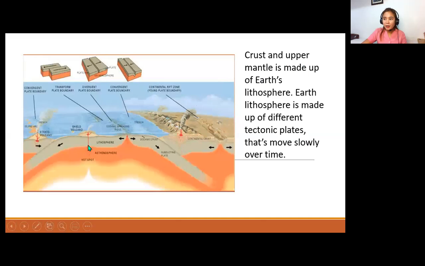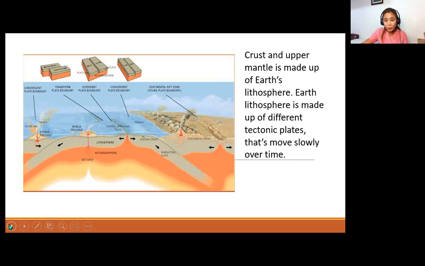So, we have here the picture, the outer picture of the Earth representation. Okay, so let's have this one first. Crust and upper mantle is made up of Earth's lithosphere. Earth lithosphere is made up of different tectonic plates that move slowly over time. Okay, so what we are going to talk about is all about the lithosphere. And the lithosphere is made up of crust and upper mantle.